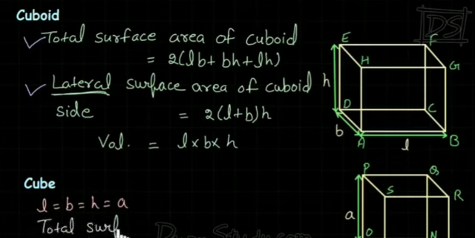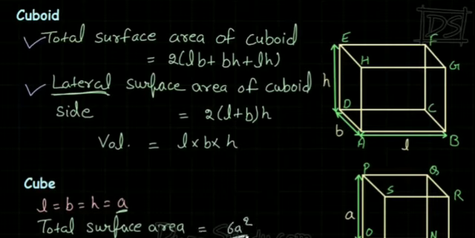The total surface area of a cube, as we have done for a cuboid, it having 6 faces. Like that, we will see the total surface area of a cube equals 6 into a square, because the area of a square is side square and it has 6 equal faces, so it is 6a square.